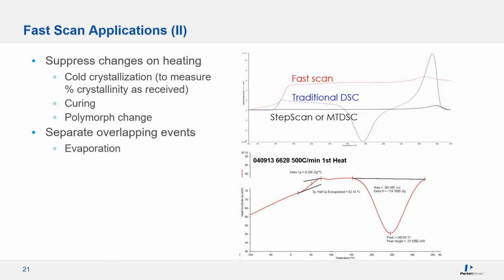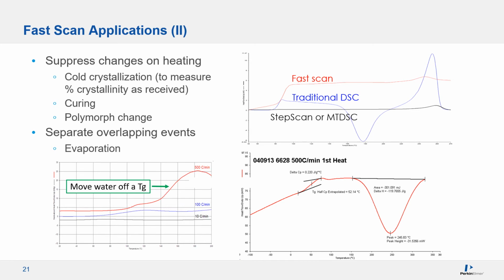If you need to measure TG of an uncured or partially cured sample, the residual cure oftentimes gets in the way. With fast scan, you can suppress or delay the residual cure to have a clearer TG before the curing exotherm. Another example is moving a water evaporation peak off from the TG.